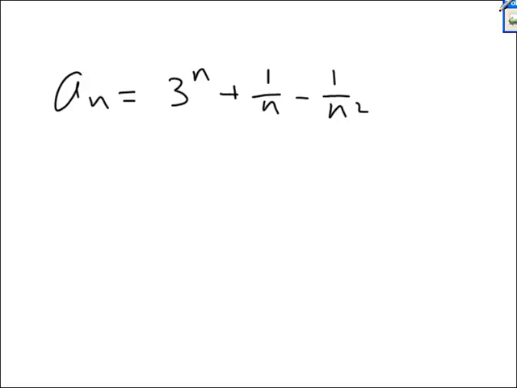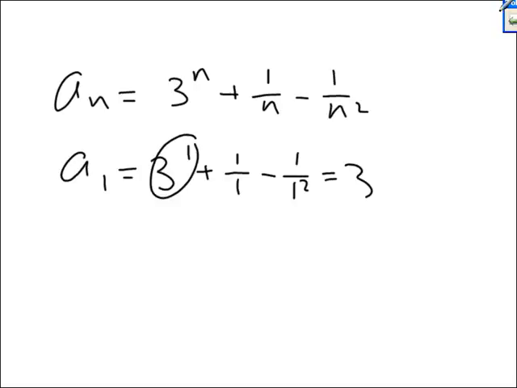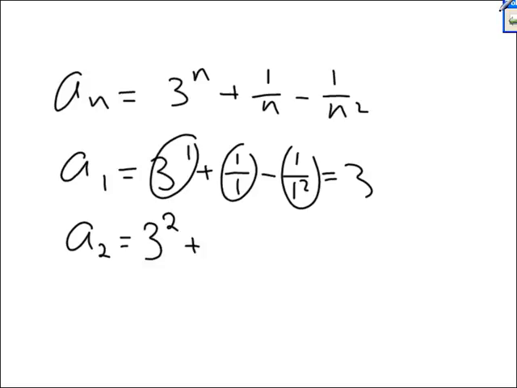If you want a sub 1, we'll just rewrite the line above, but instead of n, put 1. It's 3 to the 1 plus 1 over 1 minus 1 over 1 squared. This is 3, because that's 3, and that's 1, and that's 1. 3 plus 1 minus 1 is 3.